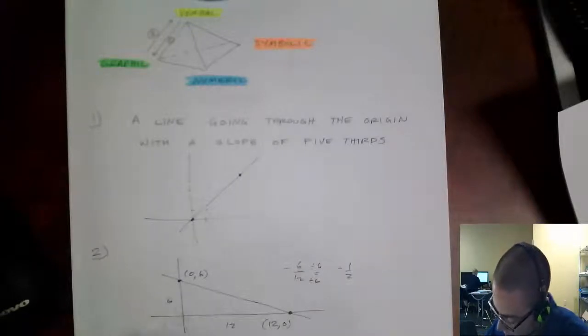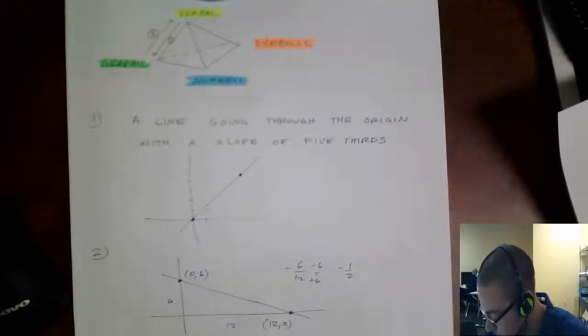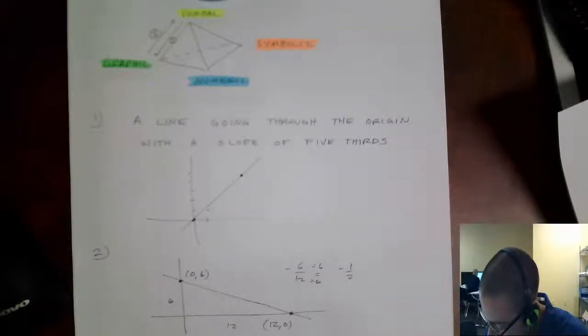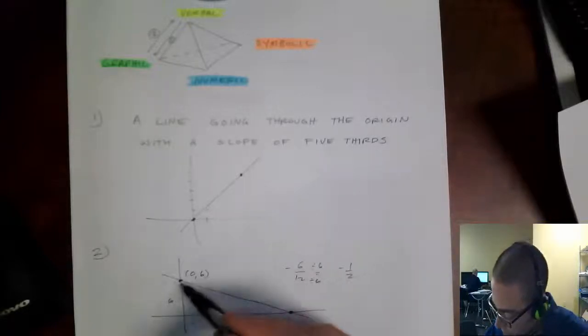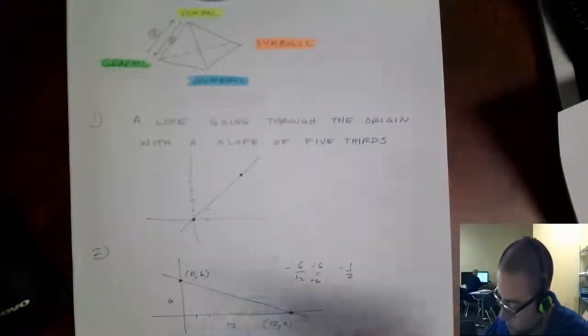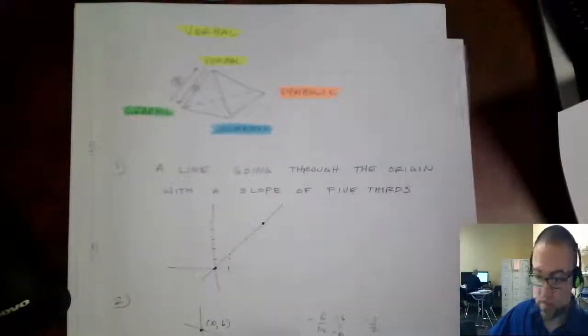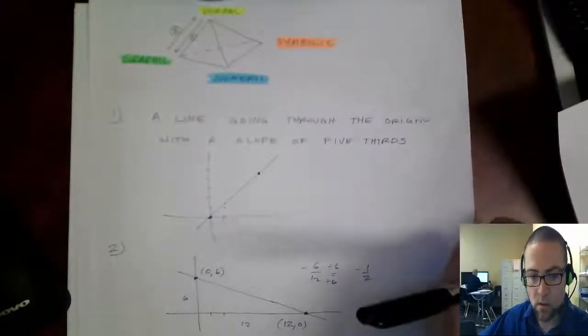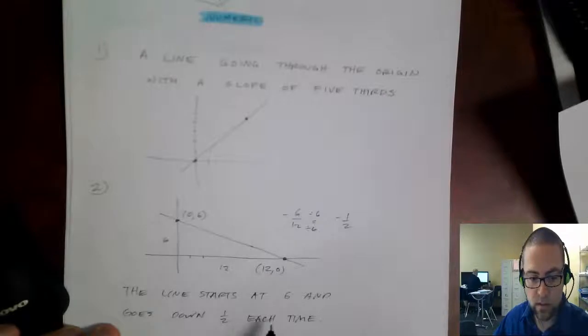Okay, so a verbal description might be the line starts at 6 and goes down 1/2 each time. Right, so that would give you a verbal description. So each time it's going down 1/2 for every 1. Right. Okay, so that's the verbal description of the graph. Oh, you guys couldn't see that. Let's put it up here. The line starts at 6 and goes down 1/2 each time.